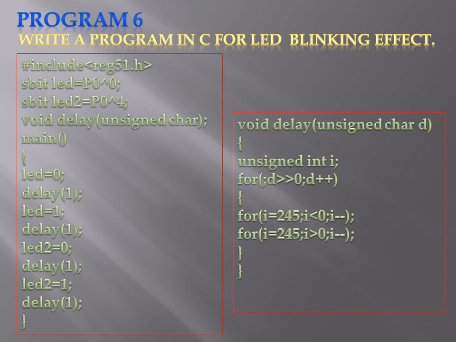Then we start unsigned int i, for D greater than 0, D minus minus. We start for i equal to 245, i greater than 0, i decrement. When this loop is terminated, this takes some time, and then after that it returns back to the program. Then LED equal to 1, the same LED is now 1. Then we again create the delay, then we say LED2 is 0, then again call the delay, and then say LED2 is 1, then call the delay again, and then continue this process.